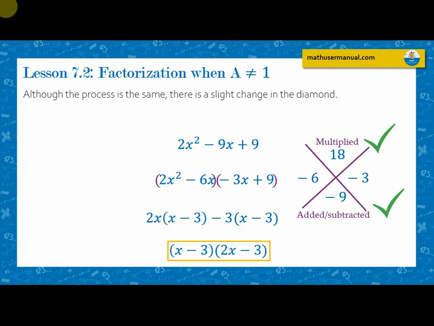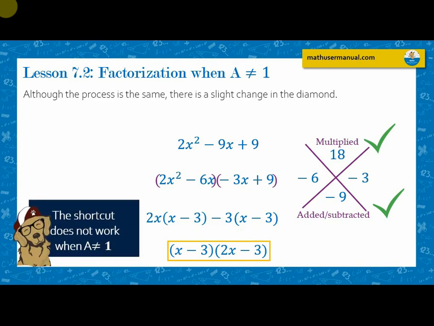The process is the same, just had some slight changes from when a was equal to 1. And the shortcut doesn't work when a is not equal to 1. So the shortcut we learned in the first two videos of this lesson does not work when a is not equal to 1.